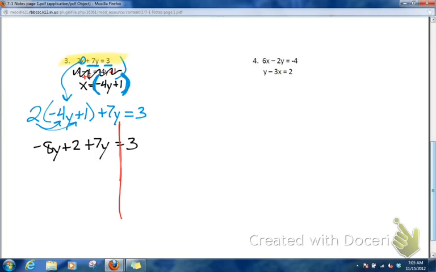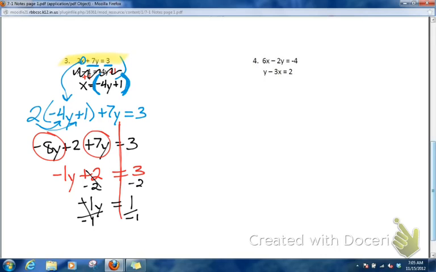On the left side of the equation, I have a negative 8 and a positive 7. That just combines, like terms, negative 1y plus 2 equals 3. Now I can continue to solve. Subtract 2 on both sides. Negative 1y equals 1. Divide by negative 1. Y equals negative 1. So my y is negative 1.